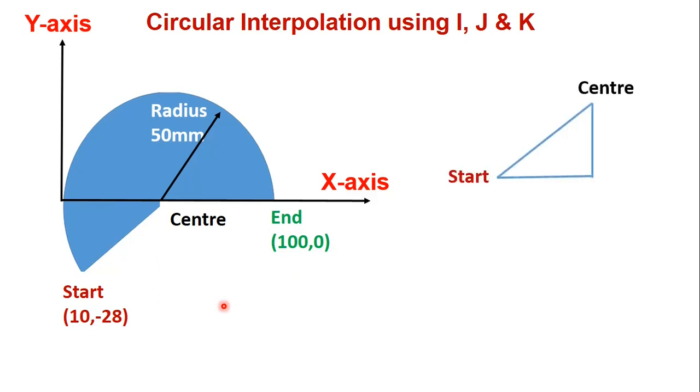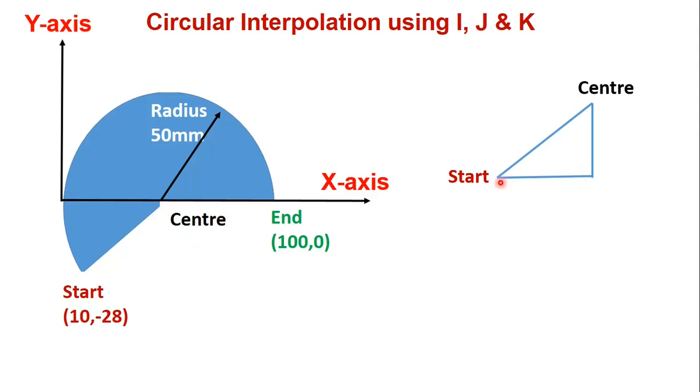To do this, I can take this triangle. Okay, so I have taken this triangle, where the start is there. What is the coordinate for the start? 10, minus 28. What is the coordinate for the center? In the X axis it is 50, correct? Radius is 50, so plus 50, and in the Y axis it is 0. So the coordinate of the center is 50, 0.